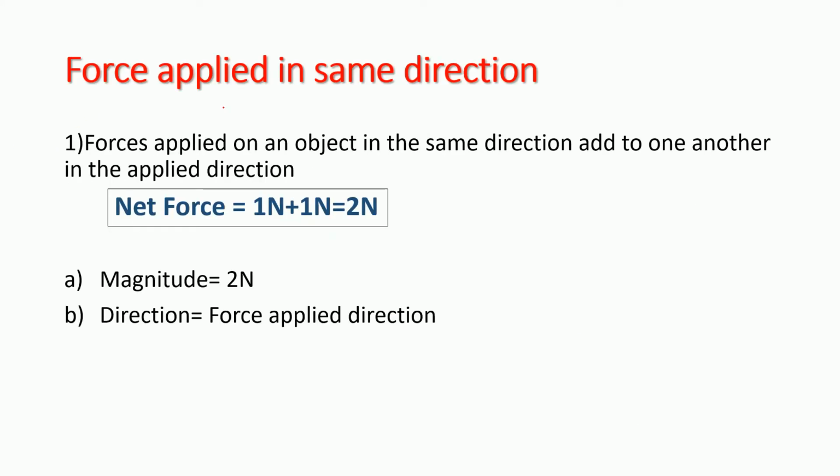Next one, force applied in the same direction. Let us see what will happen if we apply the force in the same direction. Forces applied on an object in the same direction add to one another in the applied direction. So if we apply 1 Newton here and 1 Newton here, this will sum up and form 2 Newtons. Here the magnitude is 2 Newtons and the direction is the applied direction.